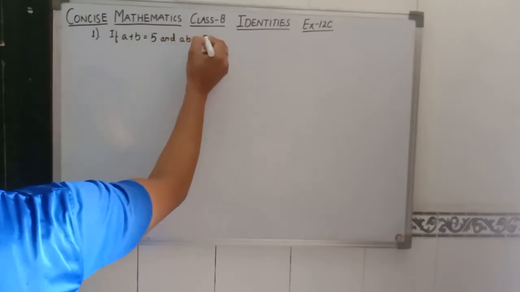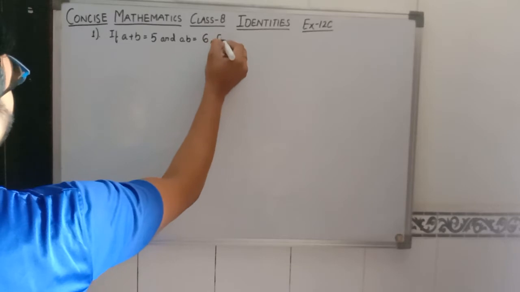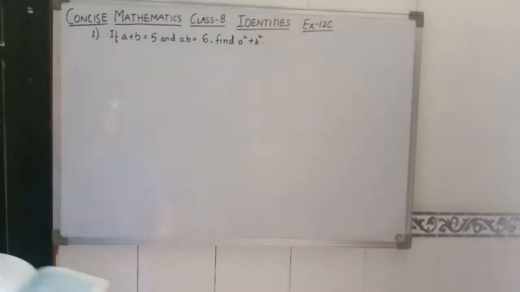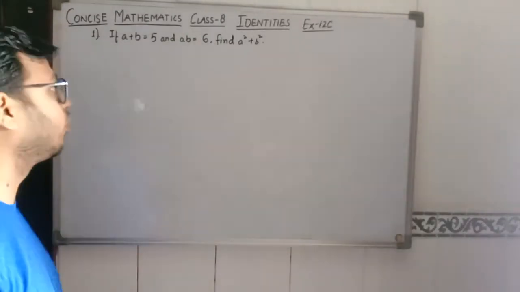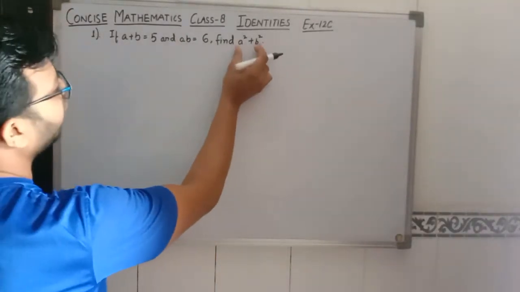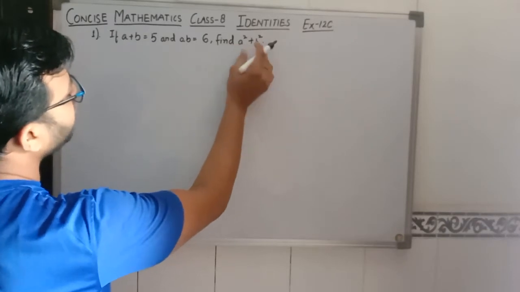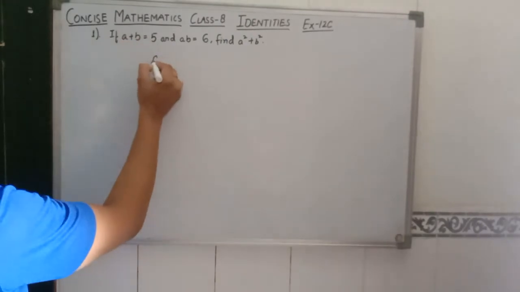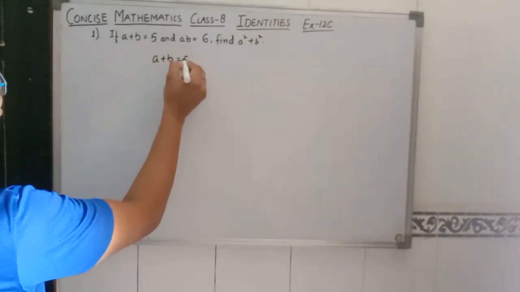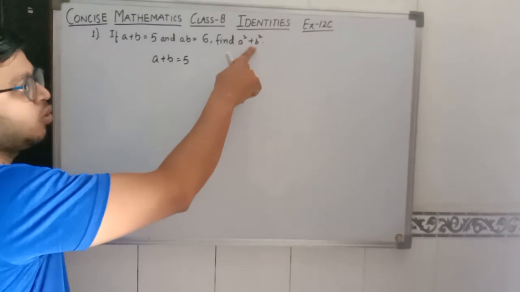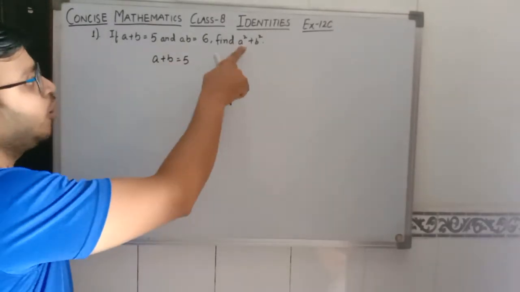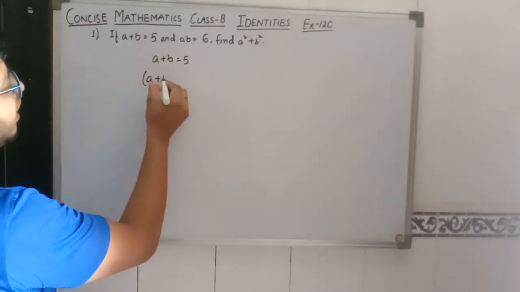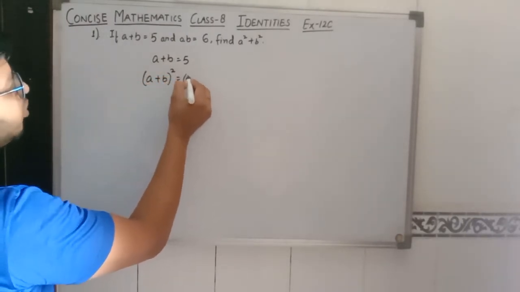equal to 6, we have to find a square plus b square. Now, along with the identity, we have to apply logic also. We are observing that in the term which we have to find, square is there. So we have an equation a plus b is equal to 5. We want to achieve a square and b square from this. So for that purpose, we have to square both sides.